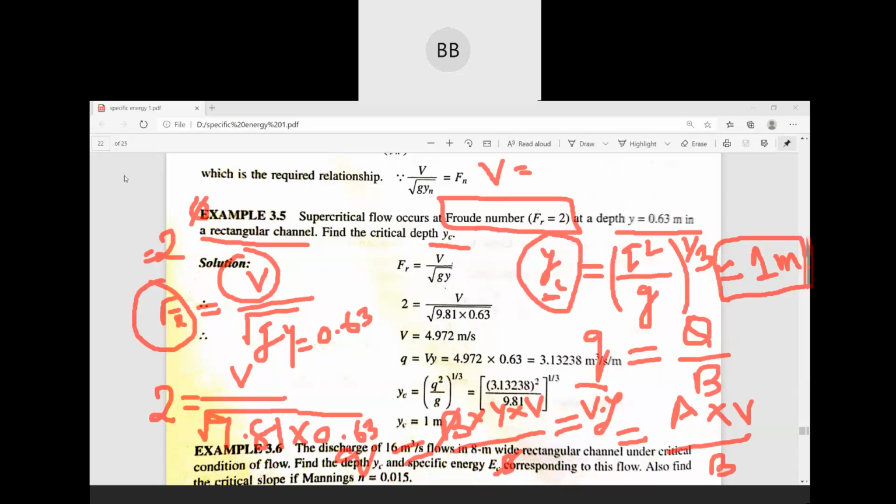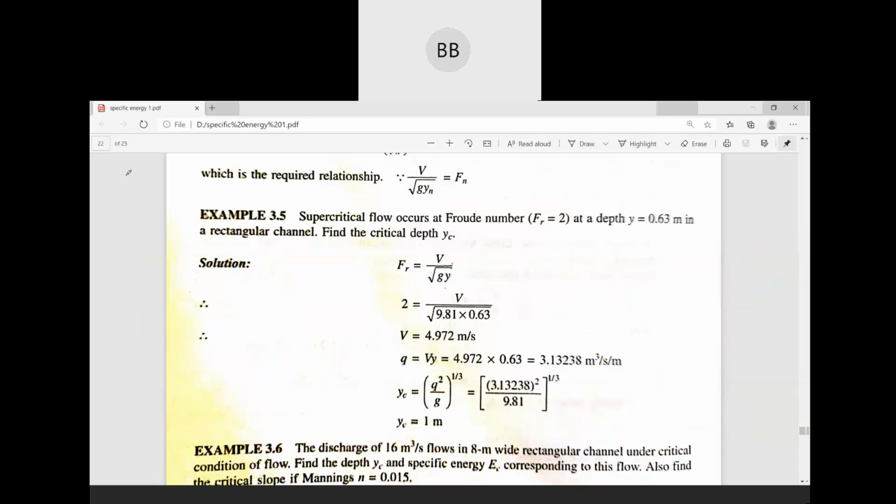If you have completed this problem, then we will move on to the next one. Okay, so this is our next numerical. Discharge.